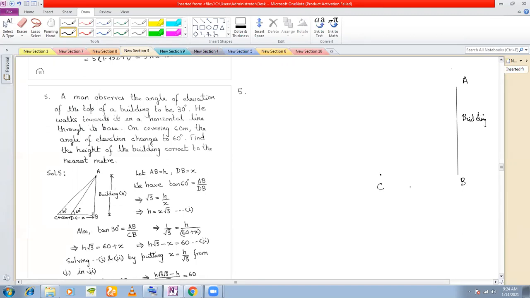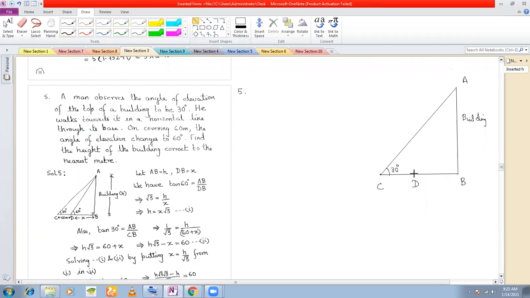And he's observing the top of the tower. He finds the angle of elevation to be 30 degrees. So from C, he finds the angle of elevation of the top of the tower. This is the horizontal. Now he starts walking towards the tower in a horizontal line, that is from C, he starts moving towards B. So he stops here, say he reaches a position D and he's again observing the top of the tower. And now he observes the angle of elevation to be 60 degrees.